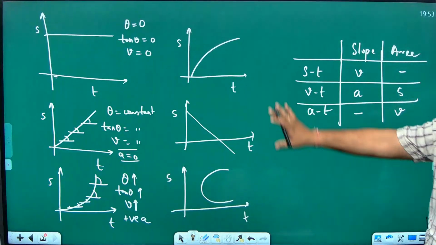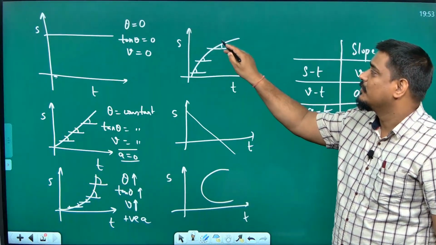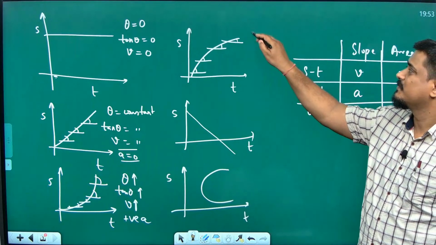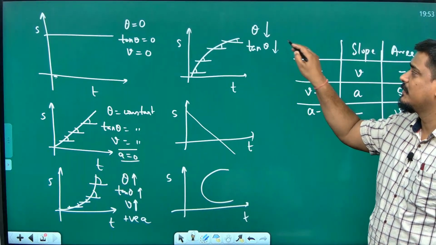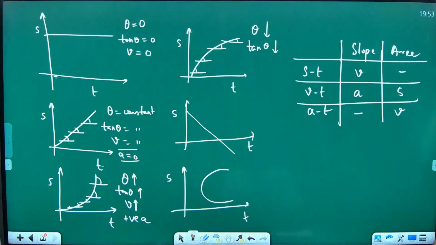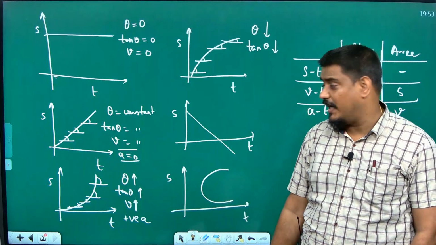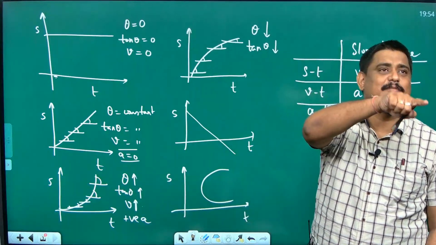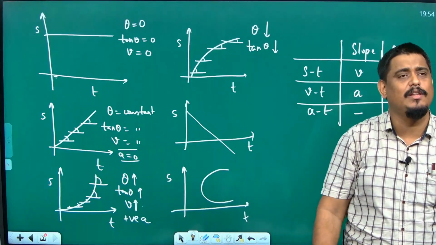Same way, see this graph, what is happening? Theta is decreasing. So tan theta will be decreasing. Tell me, Kanishka. Yes, Kanishka. Sir, how will acceleration? See, I am not getting direct acceleration, Kanishka, I am getting velocity. But since velocity is increasing, it must be acceleration, no? What is the meaning of increasing velocity? How will the velocity increase?